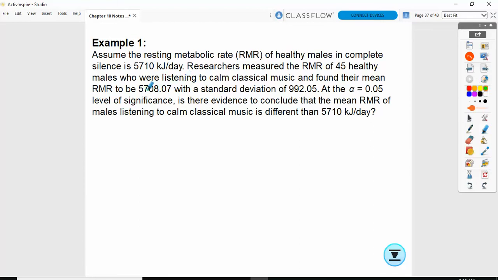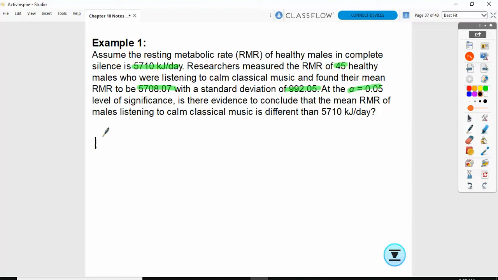So assume the resting metabolic rate of healthy males in complete silence is 5,710 kilojoules per day. Researchers measured the RMR of 45 healthy males who were listening to calm classical music and found their mean to be 5,708.07, standard deviation of 992.05. At the alpha equals 0.05 level, is there evidence to conclude that the mean RMR is different?